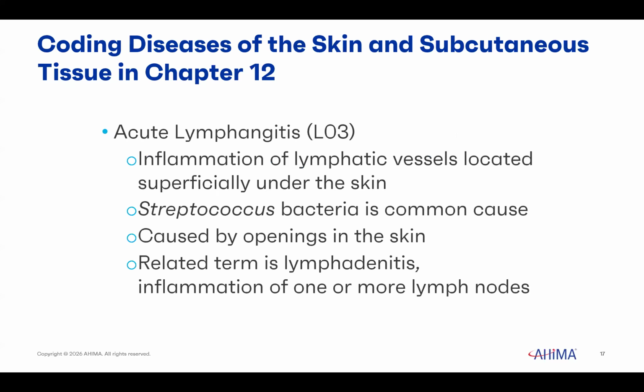With acute lymphangitis, codes falling into the L03 category, this is an inflammation of the lymphatic vessels that are located under the skin. Strep is usually the common culprit. This is caused by some sort of laceration within the skin. A related term is lymphadenitis, the inflammation of the lymph nodes that you get with this.